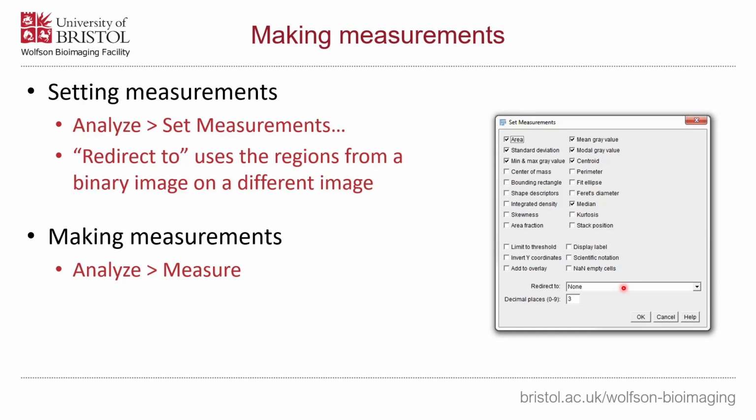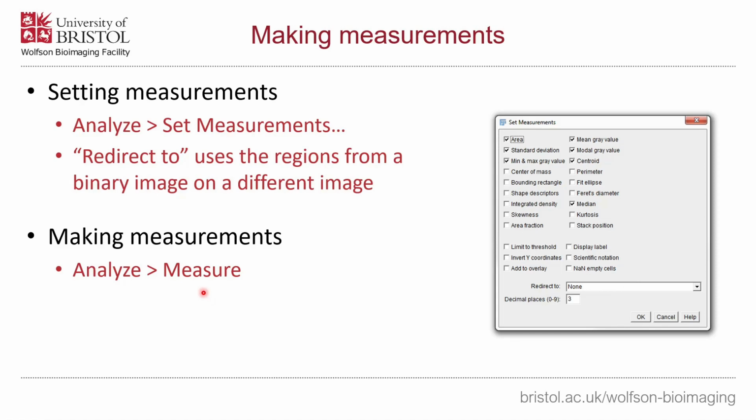So what you can say is, I'm going to detect an object in this image, but then I want ImageJ to take the intensity measurements from another image. And that is where you would use redirect to. You would select the image you want to take intensity measurements of those particular regions from.